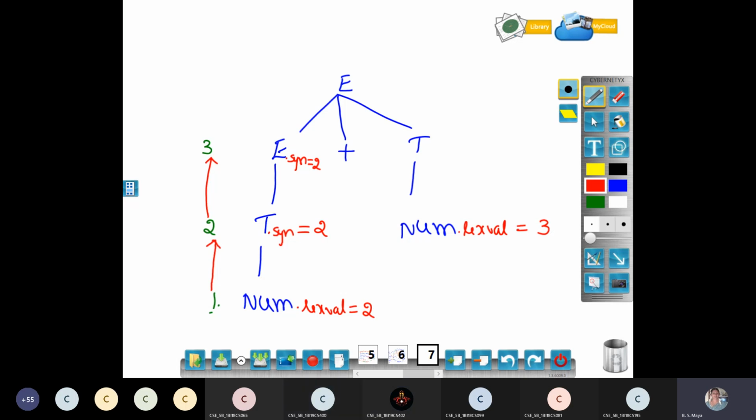Next. Yes, ma'am. Then where can I come to computation? Next one. Which node? Which number? Which node? Shall I give this as a 4? Yes, ma'am. Because I want to calculate T right before E.